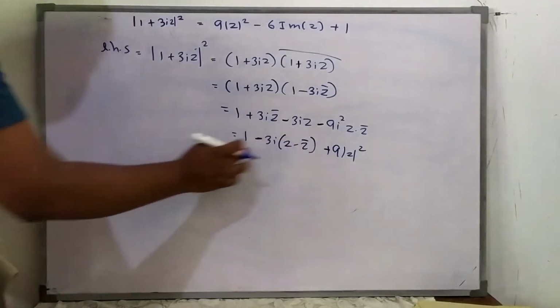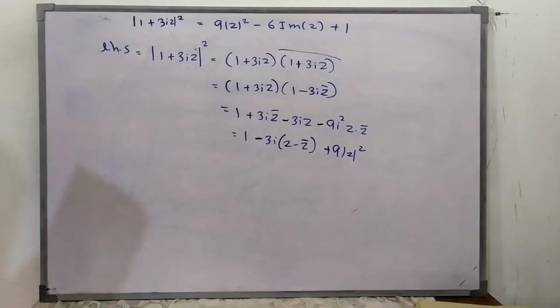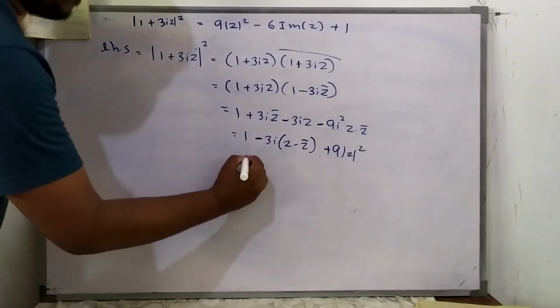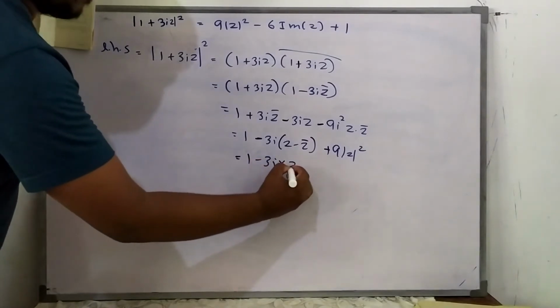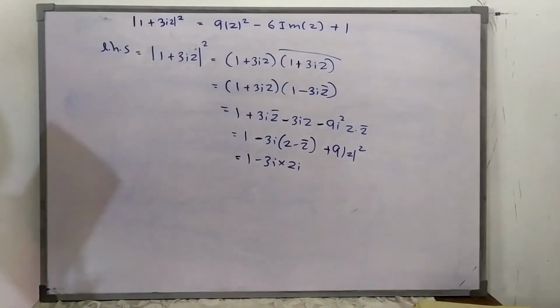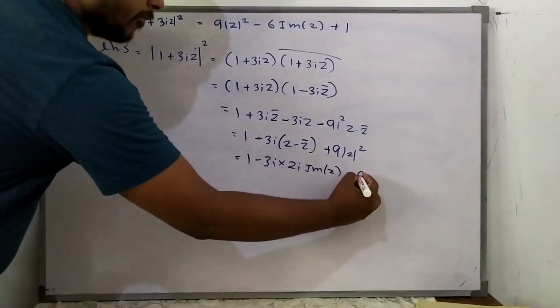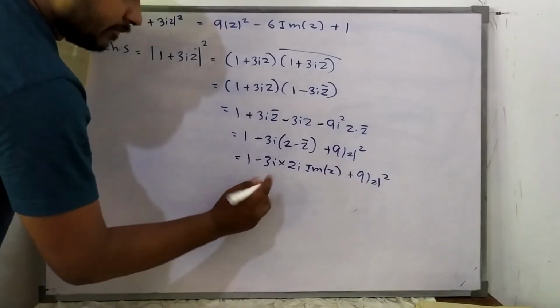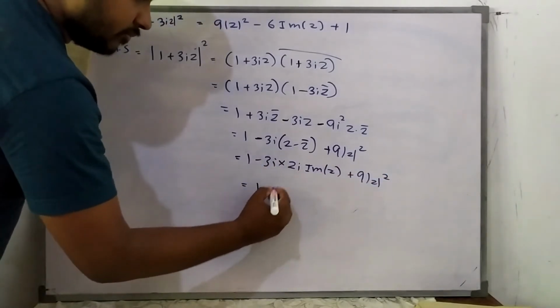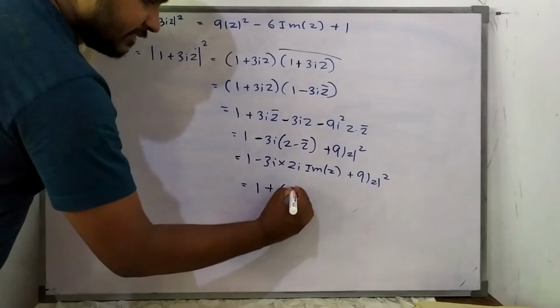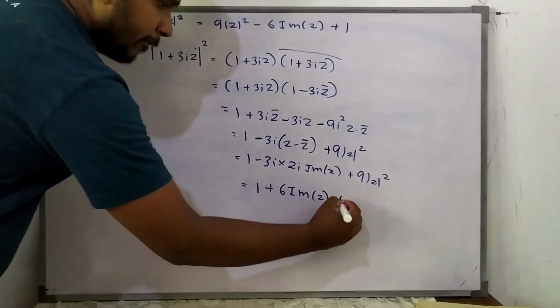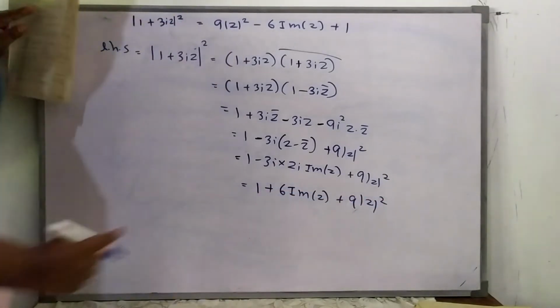So this is again taken from the previous part. It's 3i times 2i imaginary z, plus 9 modulus z squared. So this is 1 plus 6 imaginary z plus 9 modulus z squared.